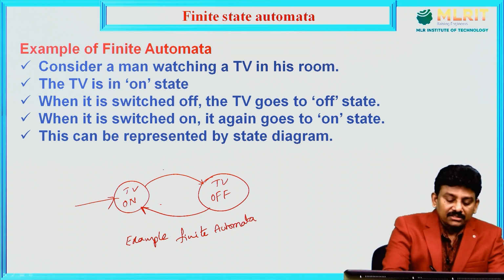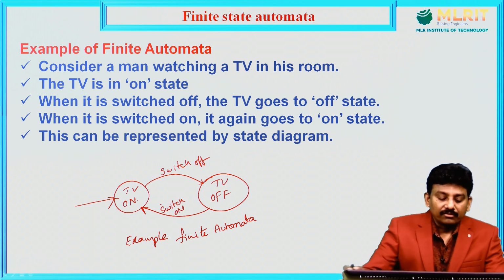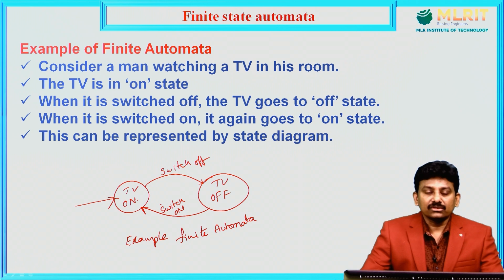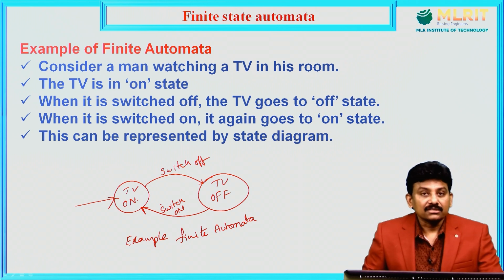So, the action is switch off. This is switch on. When the TV is in the on state and you switch off, the TV goes to the TV off state. When the TV is in the off state and you switch on, the control goes to the TV on state. The TV changes its state. This is the best example to understand finite automata.